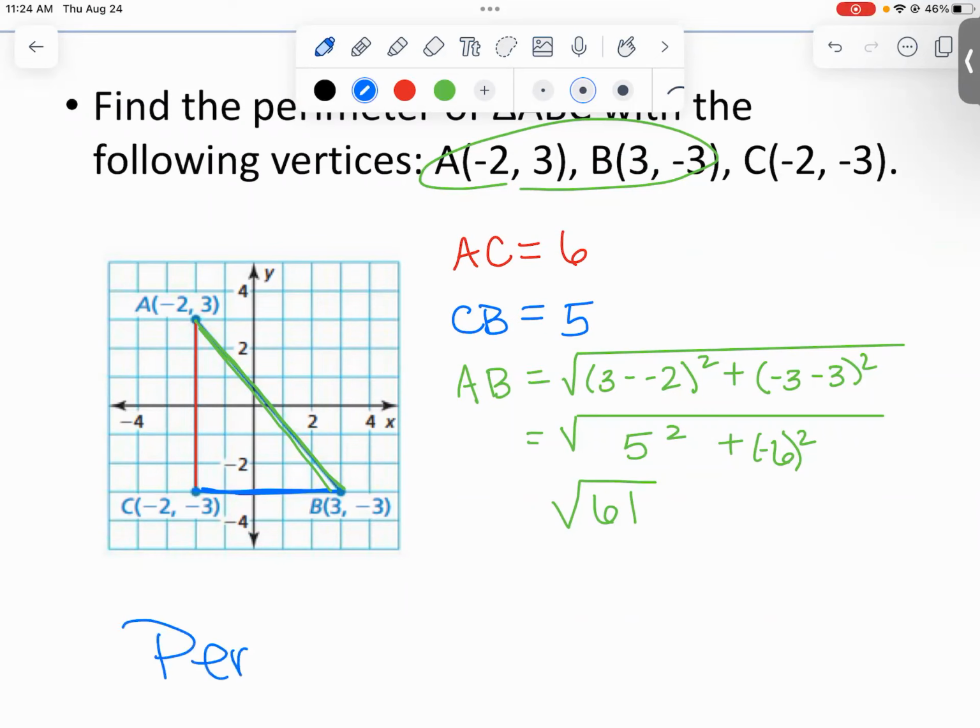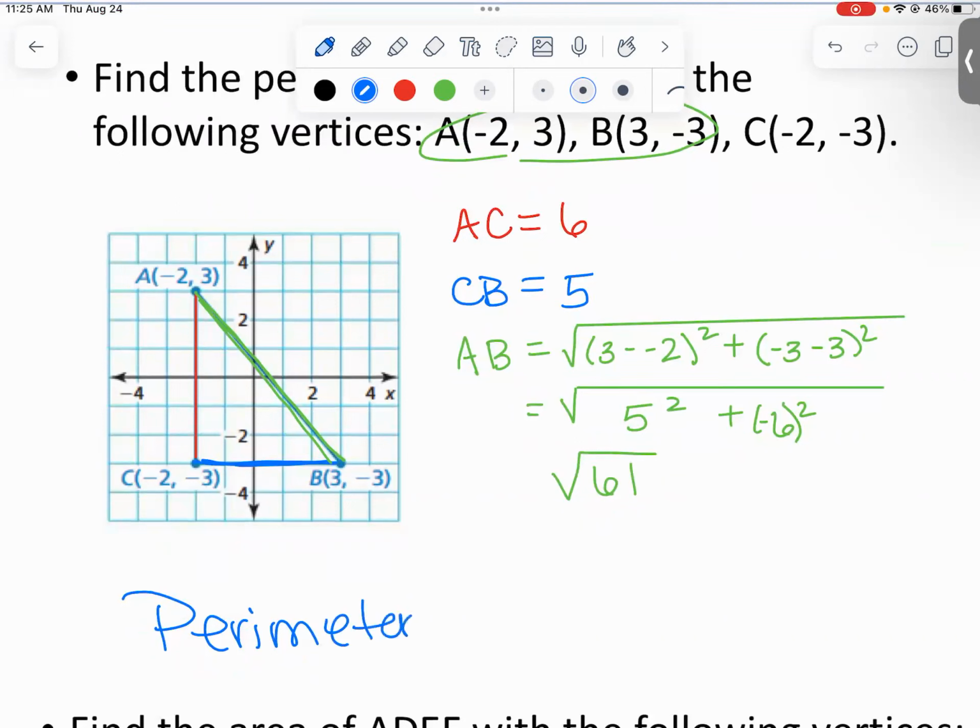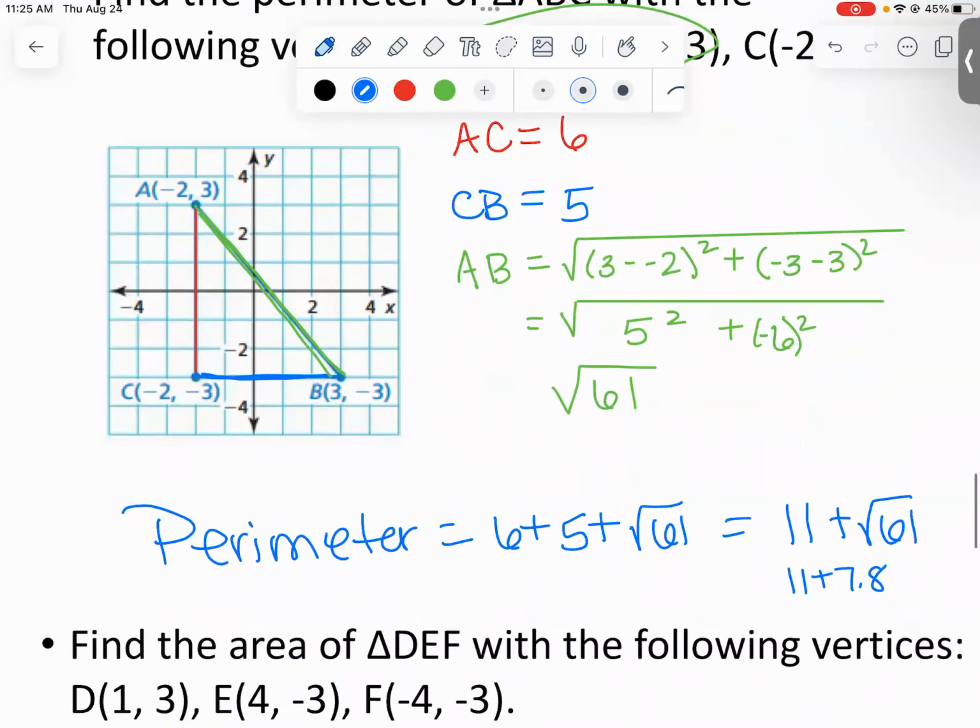So our perimeter is 6 plus 5 plus the square root of 61. Now, we could plug the square root of 61 into our calculator and get a decimal, and that's fine. We won't worry about that right now, but this is what our perimeter would be. 7.8. So our perimeter would be approximately 18.8.